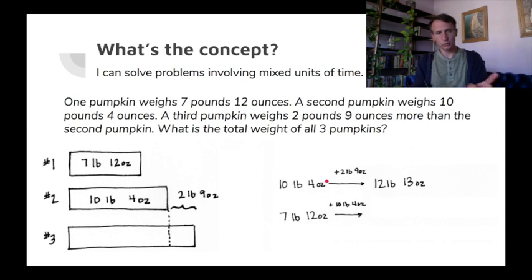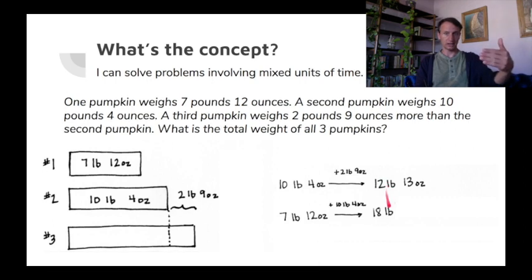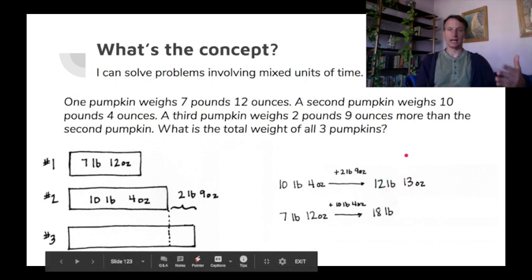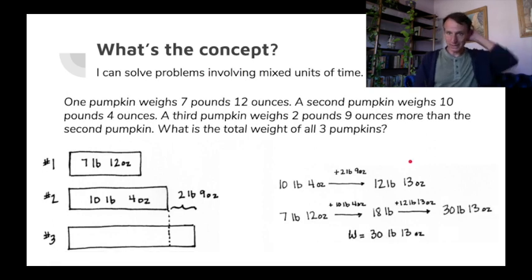Let's add pumpkins 1 and 2 together, rather. So 7 and 10 are 17. 12 and 4 are 16 ounces. So it's 17 pounds, 16 ounces. That 16 ounces is the 18th pound. That's why we have 18 pounds here. Now, putting pumpkins 1 and 2 together with pumpkin 3, that's pretty straightforward because we have no ounces here. So it's just 12 and 18 are 30, and then 13 ounces. 30 pounds, 13 ounces. That's a whole lot of pumpkin.